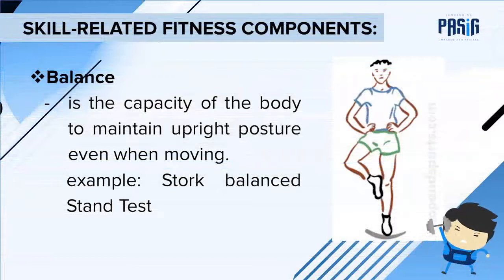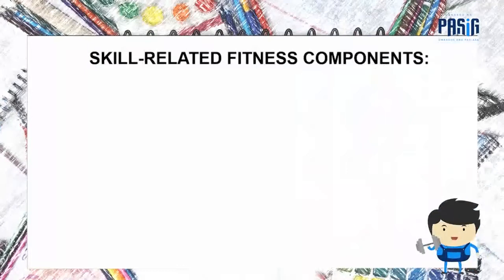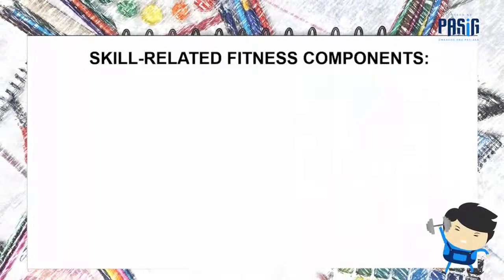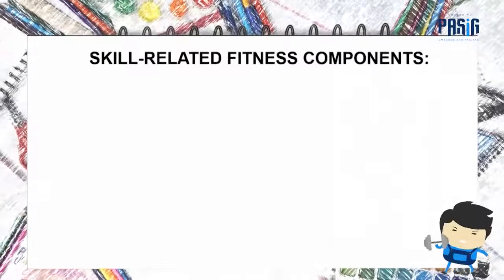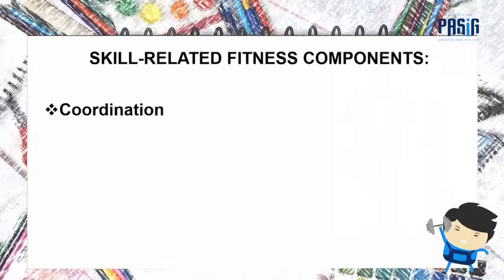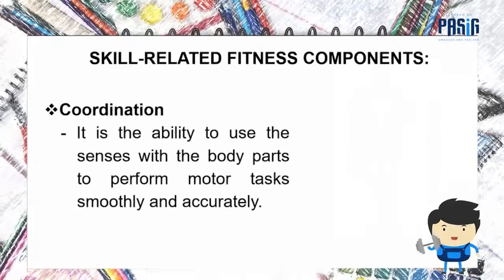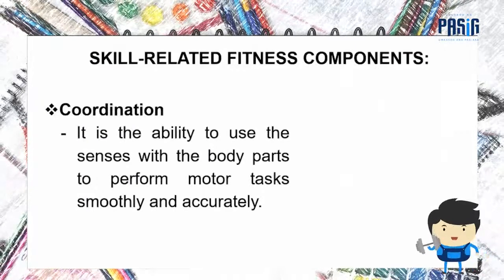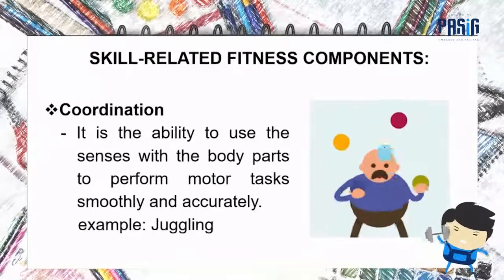Next component is the balance. It is the capacity of the body to maintain upright posture even when moving. One example of balance is Stork balanced stand test. When all the body parts are harmoniously working together to successfully execute a movement, this skill-related fitness component is called coordination. It is the ability to use the senses with the body parts to perform motor tasks smoothly and accurately. One example of this is juggling.